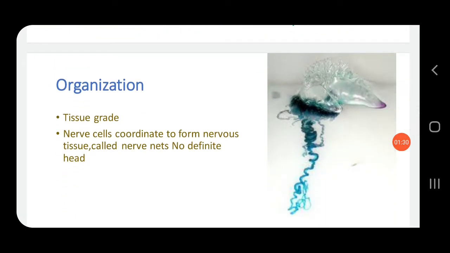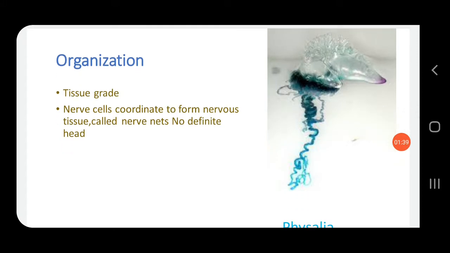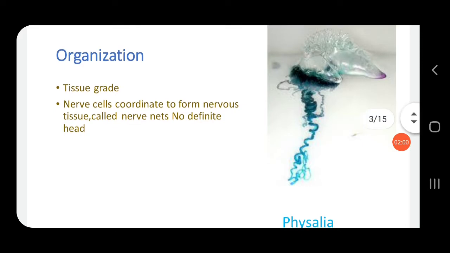If we talk about the organization of coelenterates, they have the tissue grade of organization, meaning their body contains different types of tissues. The nervous system is formed of different types of nerve cells, which together can be called a nerve net, and there is no specific head-like structure present in this group.